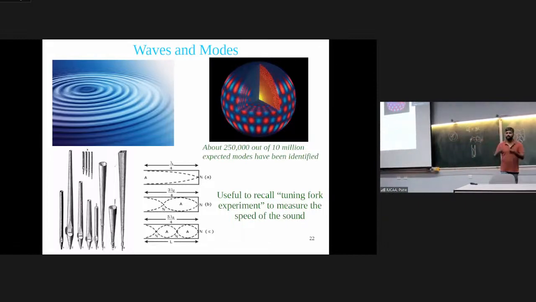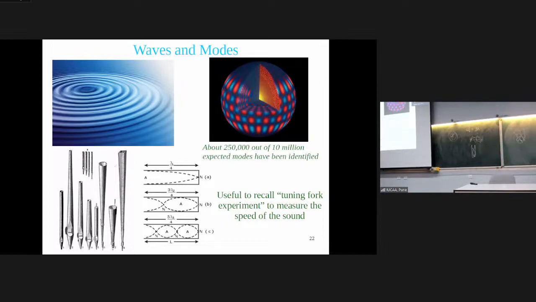So again, just think of tabla. Okay? You tap it, there is a mode that forms in the hollow part of the tabla, and there is a membrane which feels that eigenmode that is established in the tabla, and it will oscillate at the frequency of the eigenmode that is there. Similarly for the guitar. Right?